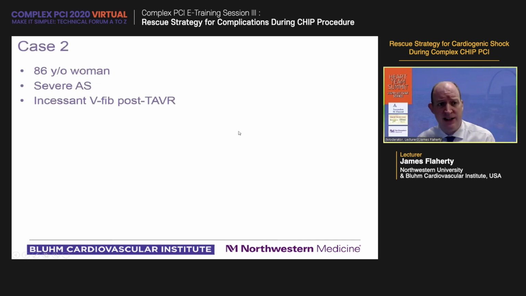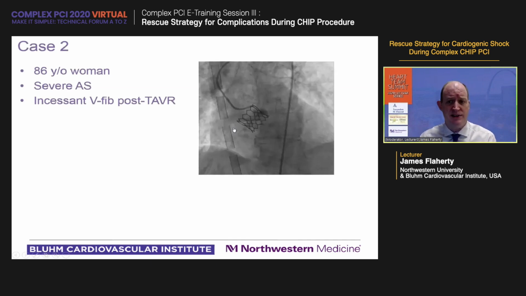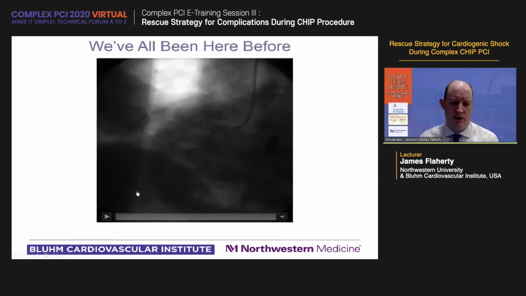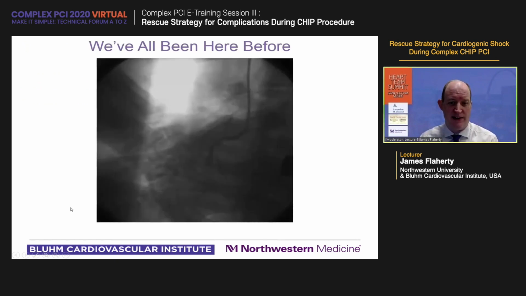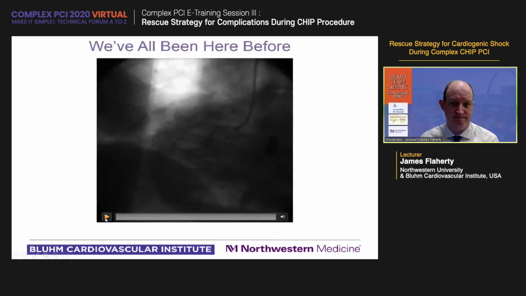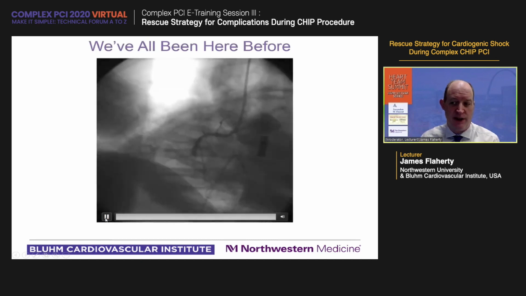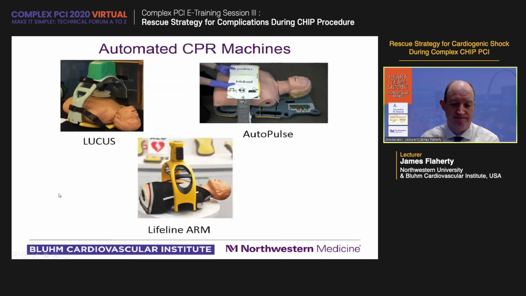Here's another case, an 86-year-old woman undergoing a TAVR procedure, and she goes into incessant V-fib right after. So we shoot an angiogram, and we see the left main is occluded. This is a different case, but this will resonate with anyone who does this for a living, trying to do a PCI during CPR. Well, some cath labs around the world have automated CPR machines that can be positioned very quickly, and they can actually make getting out of one of these situations easier with less interference to the operator.